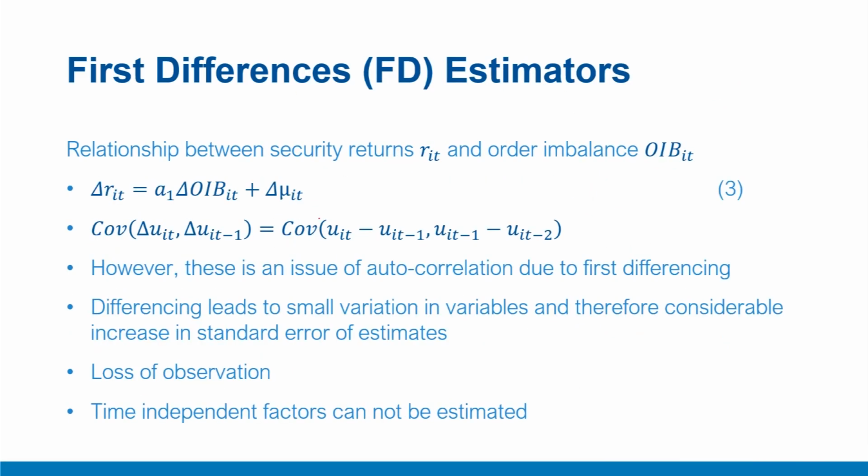Now let us see what the issues are with this kind of first difference estimator. Once you have this model, which is change in returns as a function of change in OIB, where the coefficient is A1, plus the error terms, which is delta, you artificially introduce correlation in the error terms. For example, the covariance or correlation between the change in error terms at t versus the change in error terms at t minus 1 has a common term, which is mu i t minus 1. So there is some correlation, even though the original errors may not have any correlation, driven by this first differencing process. The FD transformation will lead to serial correlation in errors.